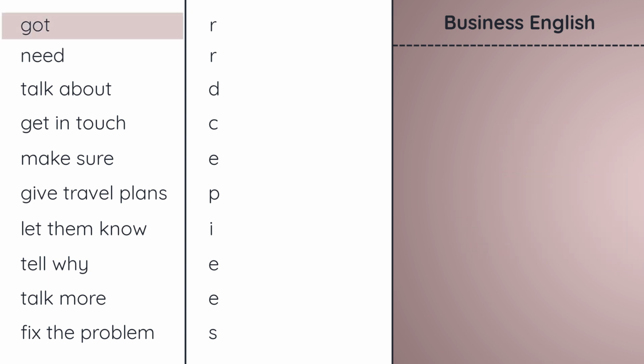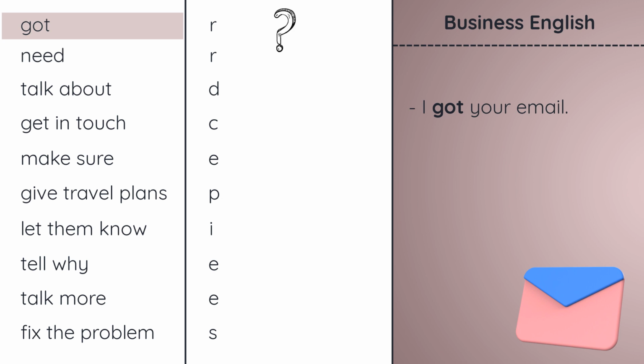For example, if you want to say, I got your email, in regular English, you might just say, I got your email. What would you say if you want to make it business English? I'm giving you a clue. The word that starts with R. Instead of saying, I got your email, I received your email. Okay? Now it becomes more formal and more business-like.